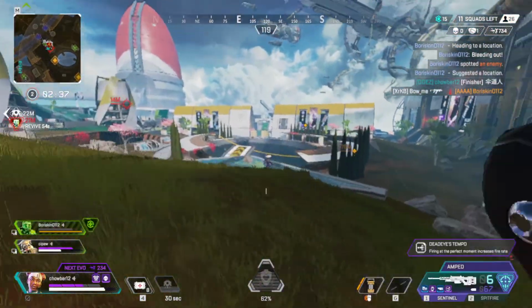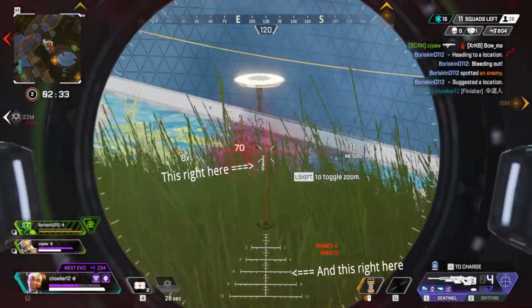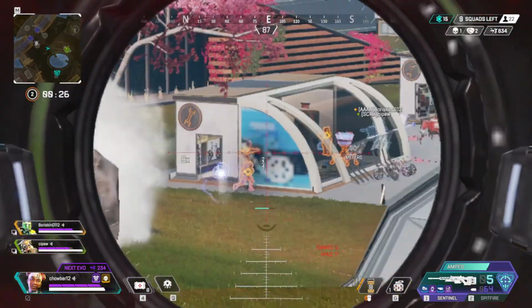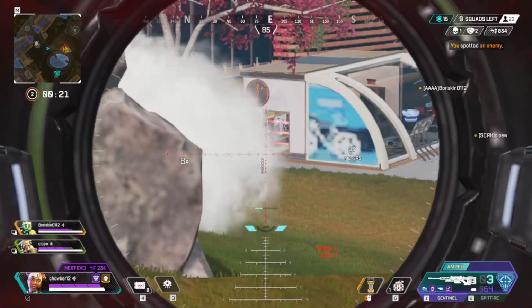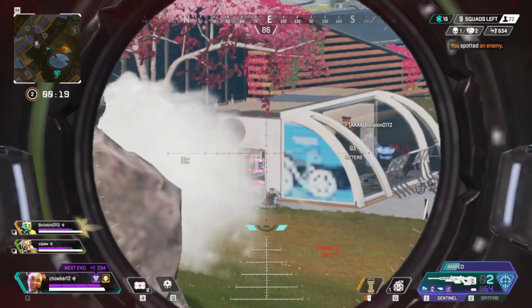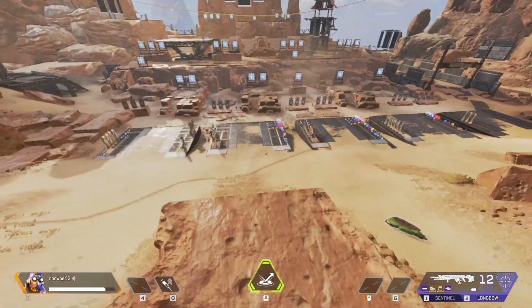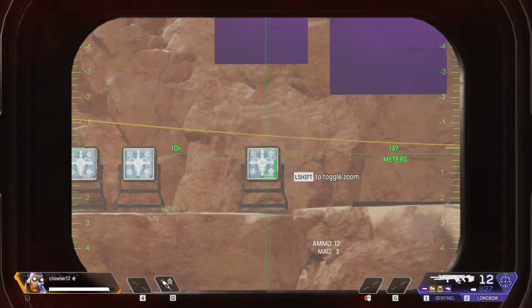Another way is to use the crosshair of our gun. Some guns, most especially the snipers, have different leveled lines on them. We can use these lines in order to calculate how far our bullet will go. For me, the gun that feels like it has the most bullet drop is the longbow. Whenever I use the longbow, I tend to see it curve a lot more than the other snipers.